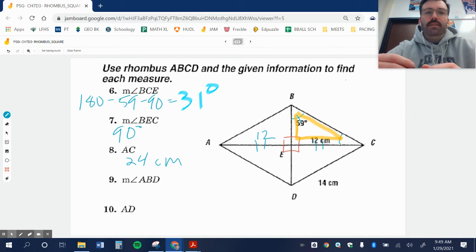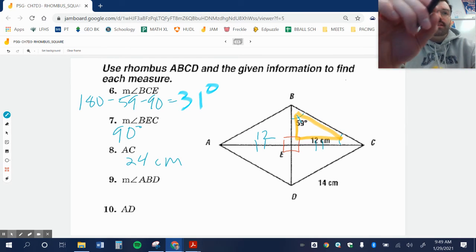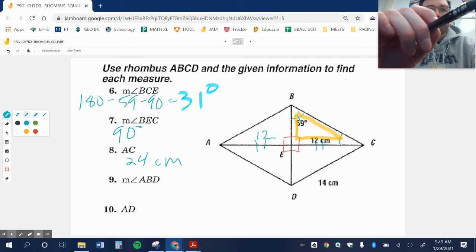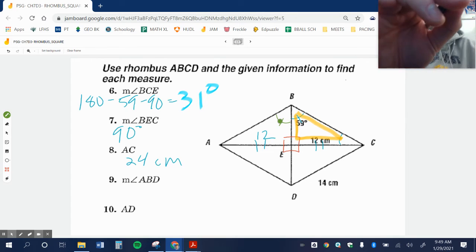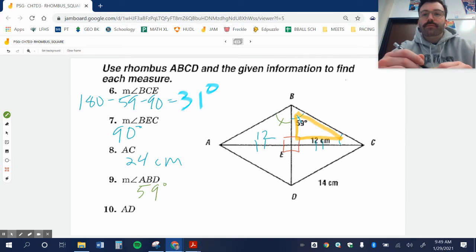Find the measure of ABD. Okay, ABD is right here. Well, the diagonals bisect the opposite angles. So if this angle is 59, then this angle is 59 degrees.